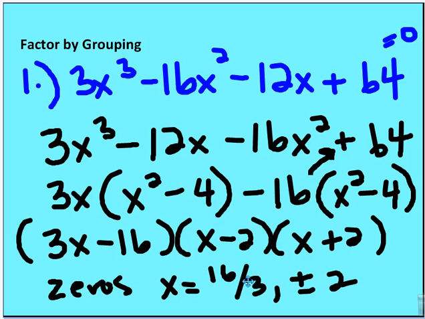Okay, last one, x to the 6 minus 7x cubed minus 8 is equal to 0. x cubed minus 8 times x cubed plus 1 is equal to 0. And then I'm going to solve: x is equal to 2, x is equal to negative 1.